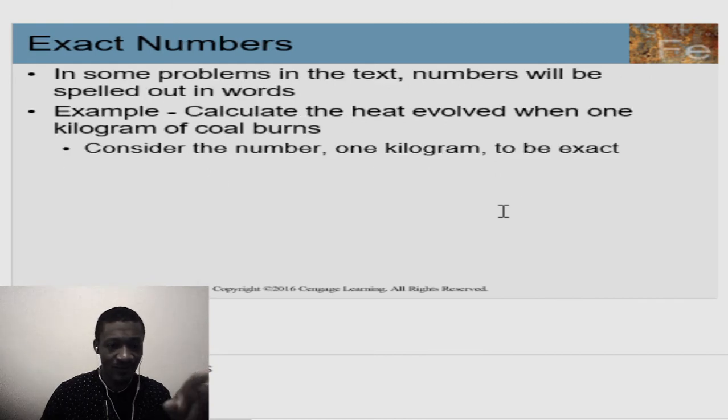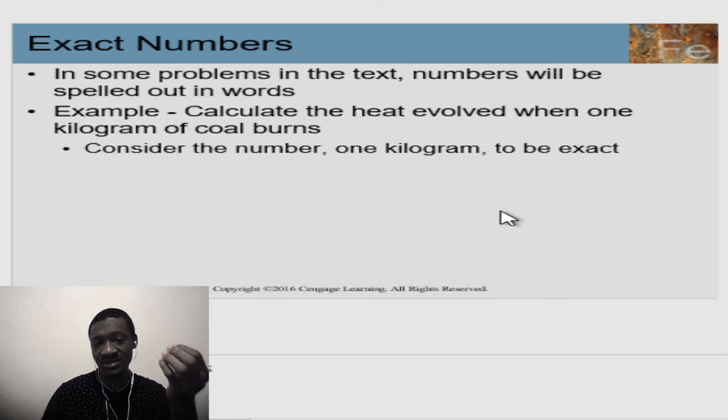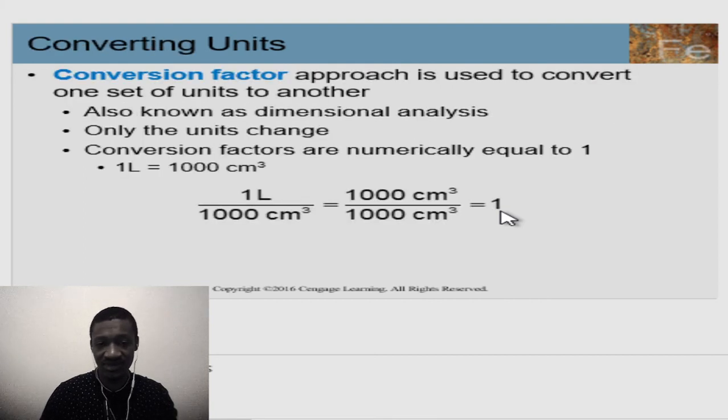In some problems in the text, the numbers could be spelled out in words. So sometimes when you're solving a problem, it might say ONE gram. It's still 1 gram, just spelled out in words. For example, calculate the heat evolved when 1 kilogram ONE of carbon burns. So you have to consider it as exact 1. Consider the number 1 gram to be exact.